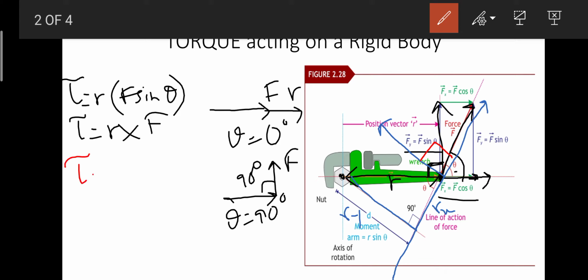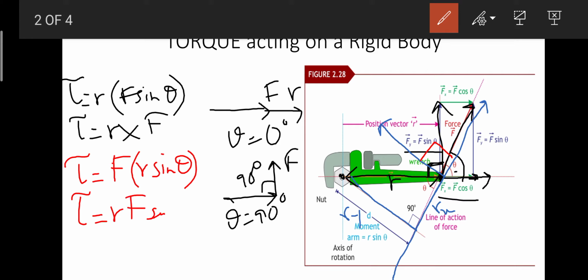So torque, in this condition, would be equal to F into r sine theta, right? And in that condition, I can write again rF sine theta. Since we are writing the magnitude, the arrangement of the vectors is not important. But when we talk about the direction, the direction changes if you change the arrangement.